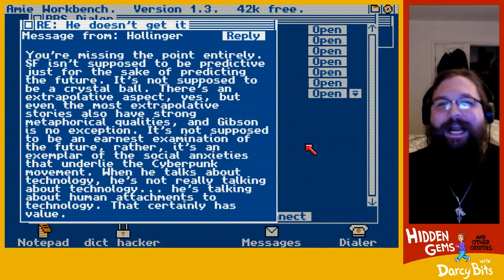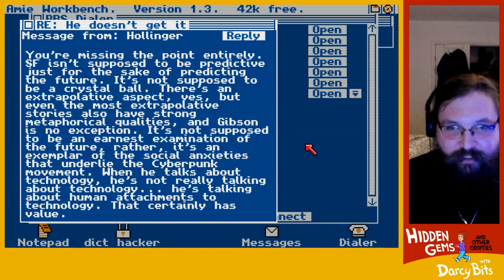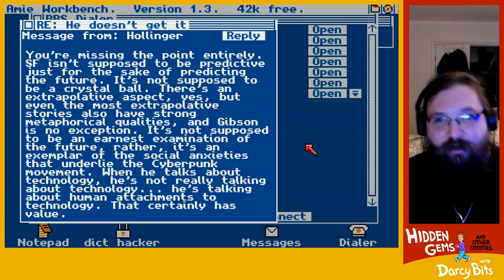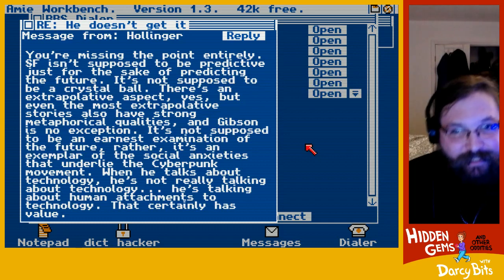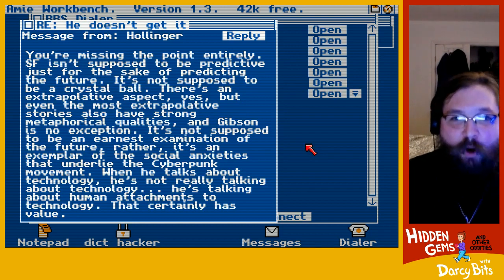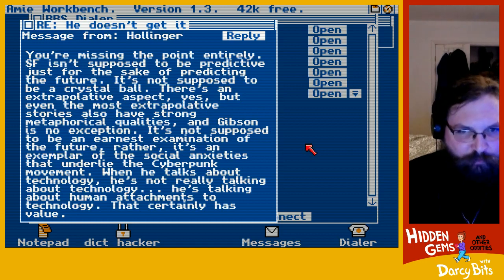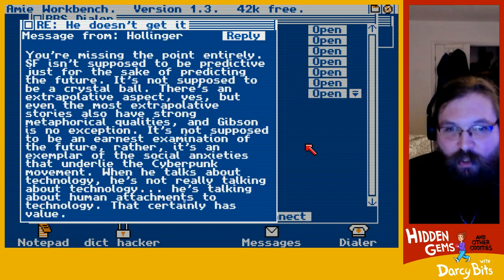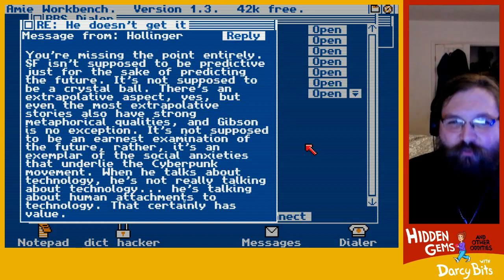He doesn't get it, replied Hollander. You're missing the point entirely. That stuff isn't supposed to be predictive just for the sake of predicting the future. It's not supposed to be a crystal ball. There's an extrapolative aspect, yes, but even the most extrapolative stories also have strong metaphorical qualities, and Gibson is no exception. It's not supposed to be an earnest examination of the future. Rather, it's an exemplar of the social anxieties that underlie the cyberpunk movement. When he talks about technology, he's not really talking about technology. He's talking about human attachments to technology. That certainly has value.